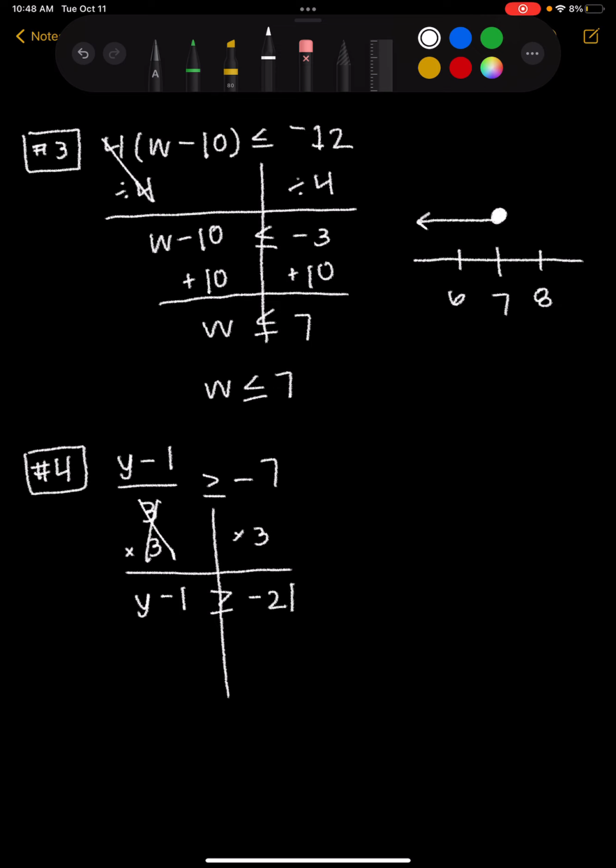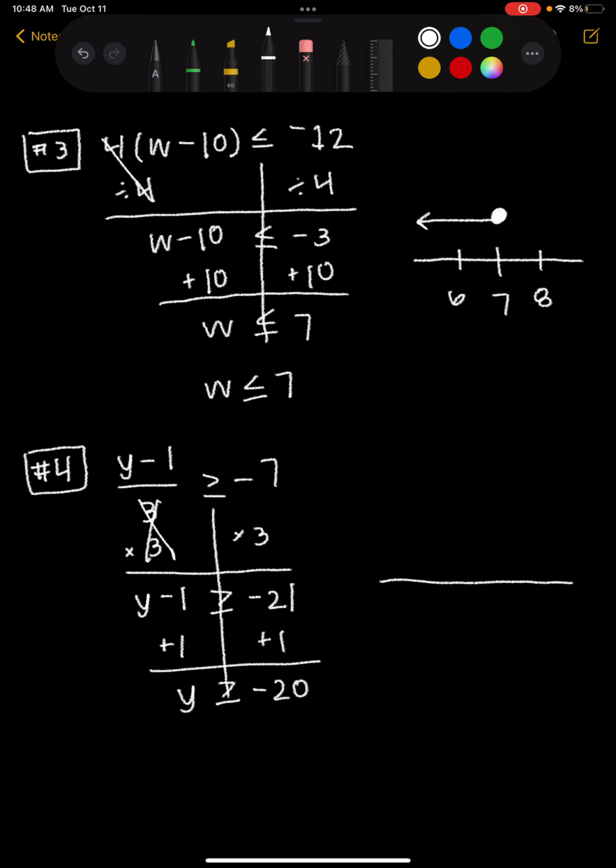Now, I want to get rid of the 1. Right now, the 1 is subtracting, so to get rid of it, we would add 1 to each side. We'd be left with y. Once again, no multiplying or dividing by a negative number, so the inequality stays the same. And then negative 21 plus 1 gives me a negative 20. So my answer is y is greater than or equal to negative 20.